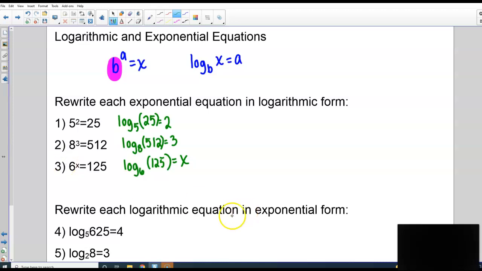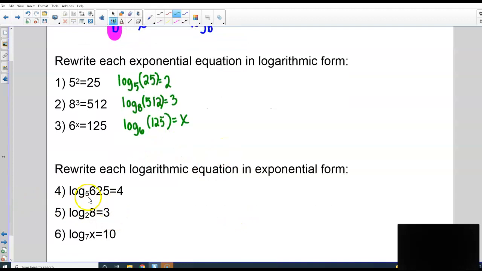All right, let's do this in the opposite order. So this is our base. Over here, this is going to be our exponent. So we'll have 5 to the 4th power equals 625.